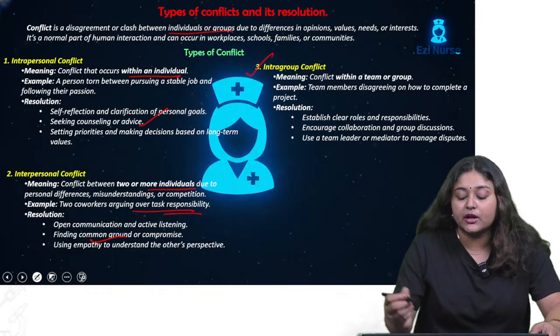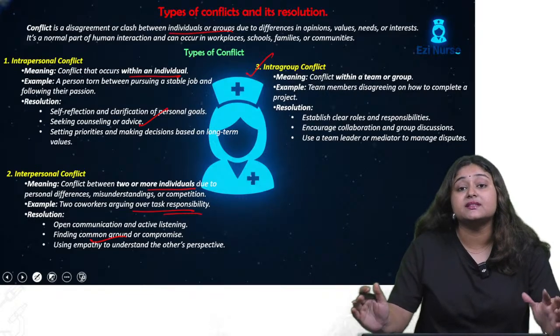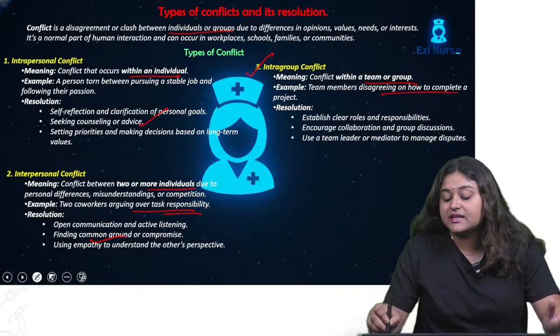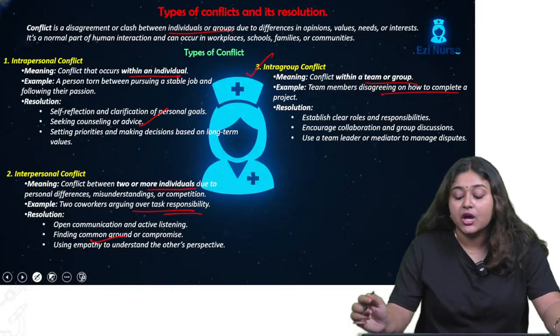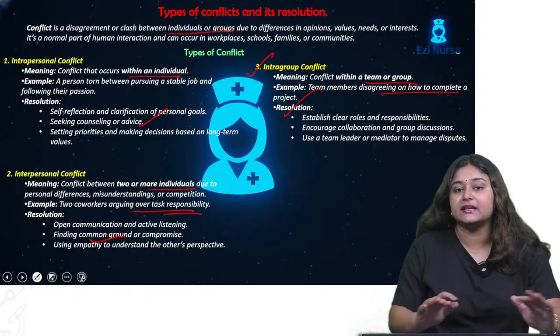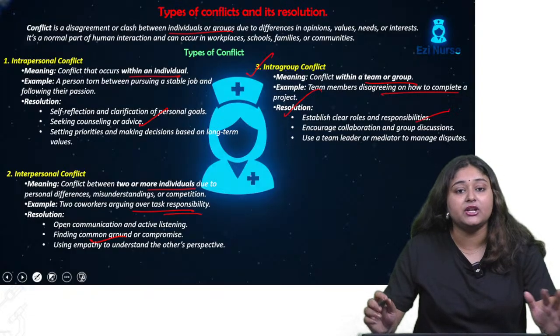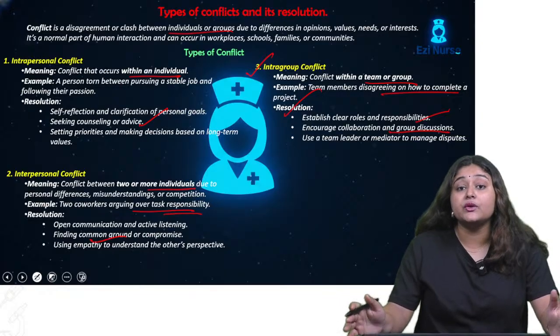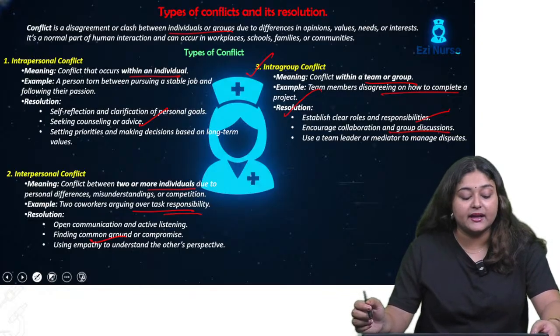Now come to the intra-group. So intra-group is nothing but when the conflict is happening within a team or group. So example like team members disagreeing on how to complete a project. So what is the resolution? Establish clear roles as well as responsibilities, open up communication, encourage collaboration, group discussion, and also use a team leader to mediate or manage the dispute.